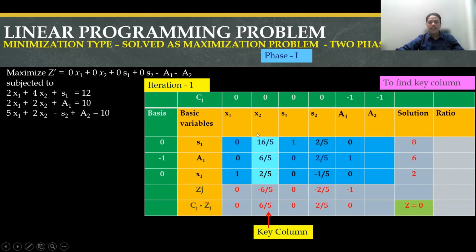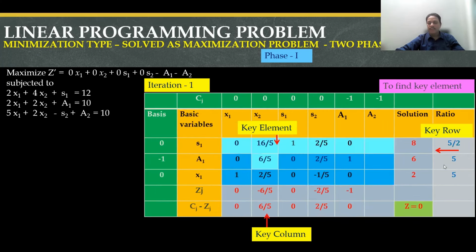It means x2 will now enter the solution, and who will leave the solution? How do you find that? For that, we divide the solution by the x2 column. So 8 divided by 16 by 5, 6 divided by 6 by 5, and 2 divided by 2 by 5. And we get the ratio column like this. Now, if you look at the ratio column, the first row, that is the S1 row, has the least value of the ratio, that is 5 by 2. It means S1 will leave the solution and x2 will enter the solution. The key element here is 16 by 5.